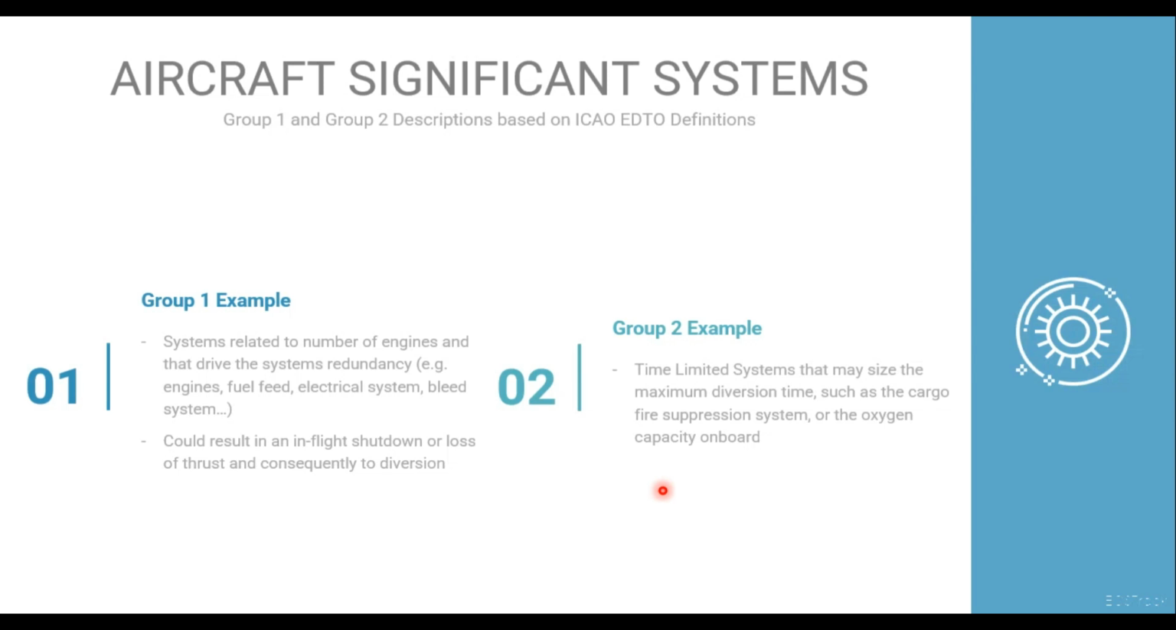So whenever we are considering the value of the aircraft, we are considering static parameters, and we are considering time-related parameters related to group 2 systems. Okay, so just pay attention to that. The aircraft value is always dependent on the time.